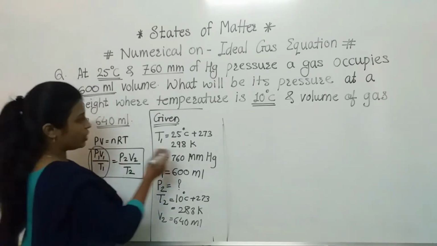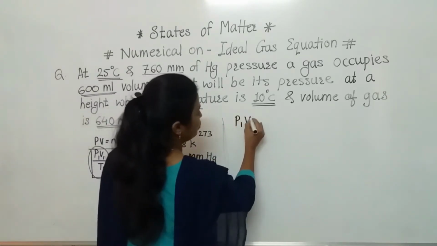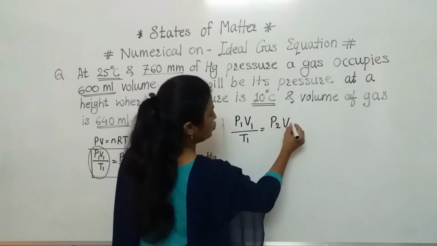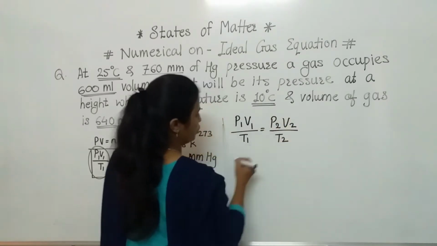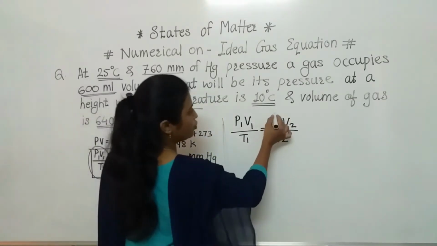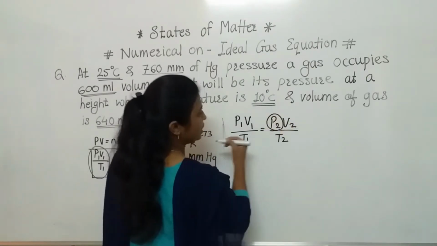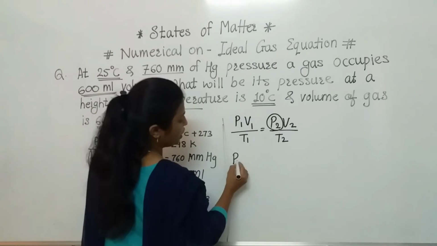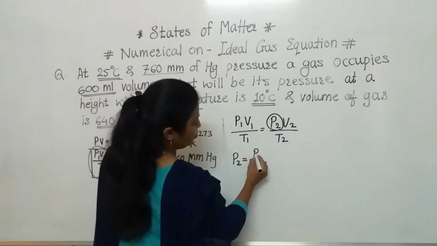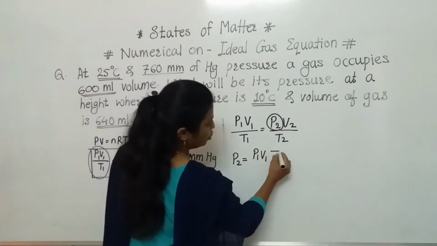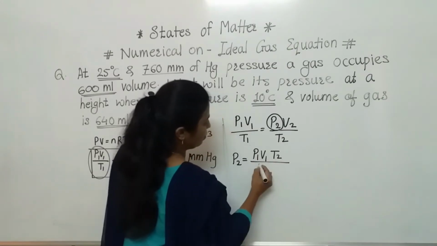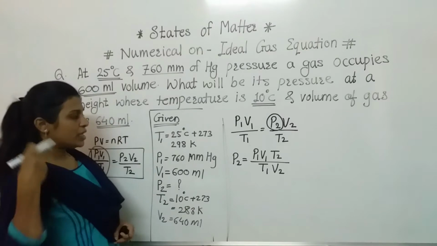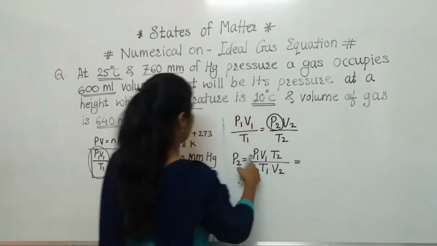Now see, we are using our formula, that is P1V1 upon T1 is equal to P2V2 divided by T2. What we have to find out is this term, P2. So just rearrange this equation. How? See, P2 = P1V1 × T2 divided by T1 × V2. Clear to everyone? So just we have to put all these values.